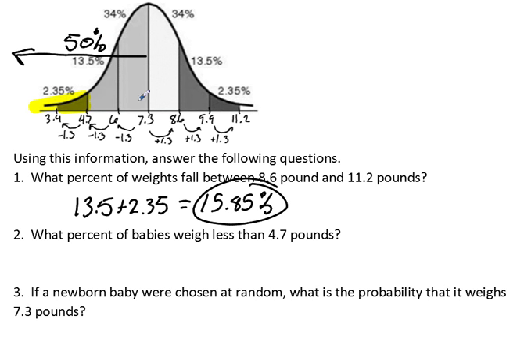There are two sections of this 50% of the curve that are not included in the highlighted yellow part that is less than 4.7. Those two sections are the sections that are 34% and 13.5%. Those two sections of the curve are not included in the 50% for what we want to answer. So let's take 50, let's subtract 34, and also subtract 13.5.